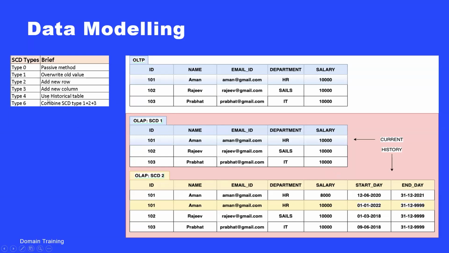So type 4 is using a historical table. There will be a separate history table that will track the history. This is also there in Azure Delta Lake, where it stores the history separately. And then type 6. It's not very common, but it's a combination of 1, 2, and 3.